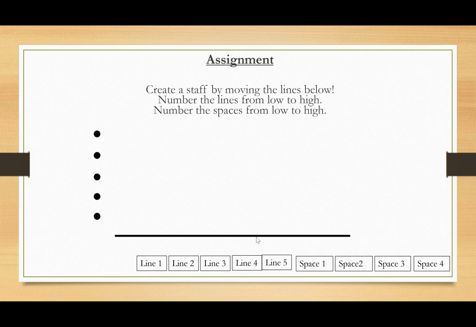This is maybe going to be in Teams. I'm going to have to figure out if I can upload that. But if you are at home and you would like to, you can draw on your whiteboard or on a piece of paper a staff. So make sure you've got 5 parallel lines. And then you can label the lines from low to high and the spaces from low to high. And you can do it that way.